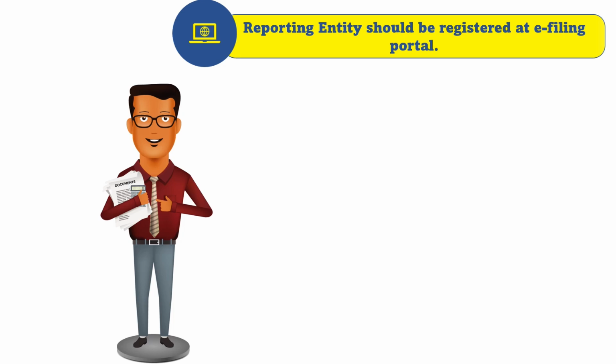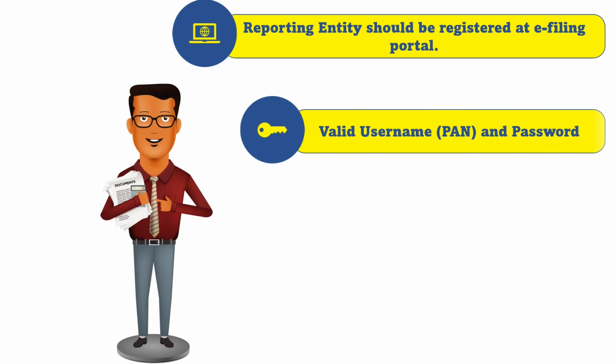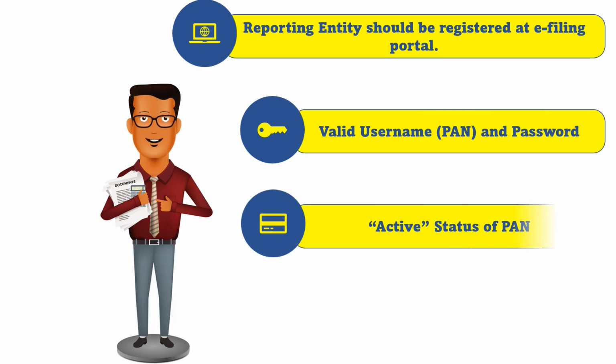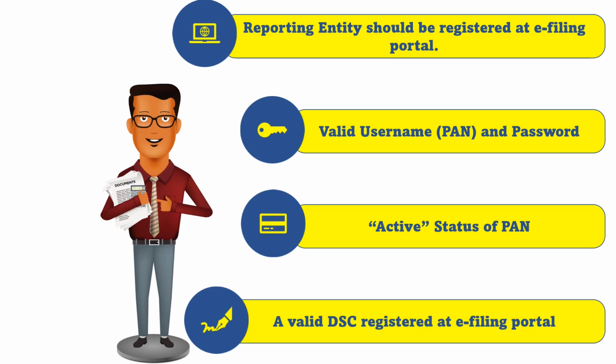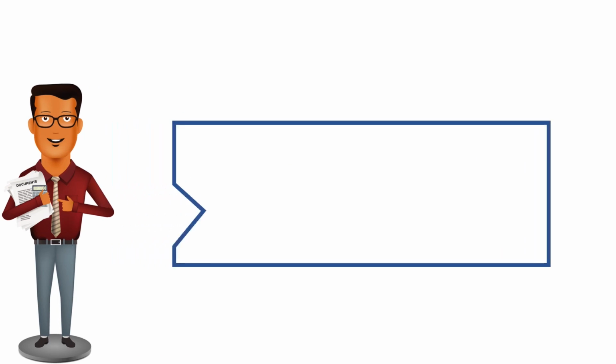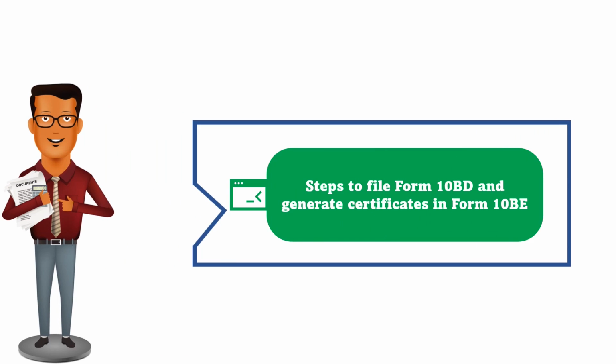In order to file these forms, the reporting entity should be registered on the e-filing portal with a valid username and password. The status of PAN should be active as per the PAN database. In case they wish to validate through digital signature certificates, they should have a valid DSC registered on the e-filing portal. Let us now look at them one by one. How do we file Form 10BD and how do we generate certificates in Form 10BE?